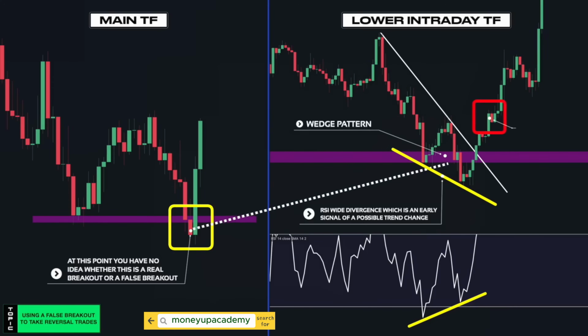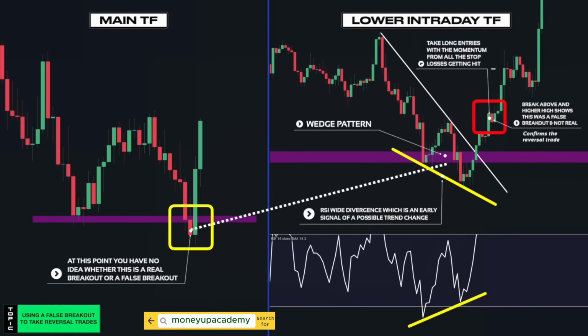Once price breaks out above and forms a higher high, this shows that this was a false breakout and not a real breakout. This breakout also confirms the reversal and allows you to take long entries with the momentum from all the stop losses that will be hit on the way up.